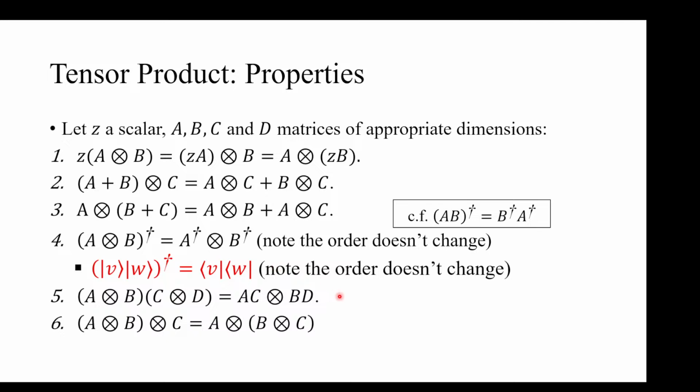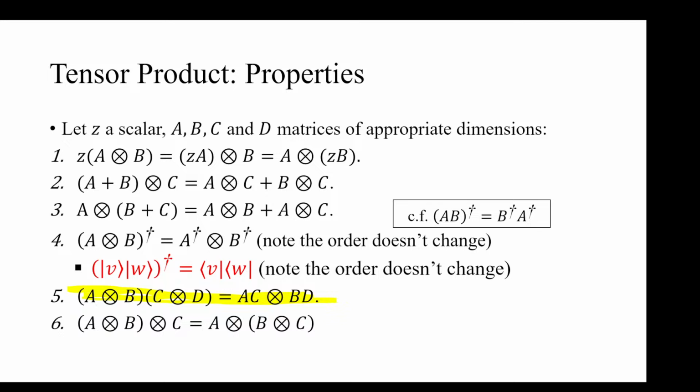Then I guess the most used rule of the tensor product is that if you multiply one tensor product by another, each slot multiplies with the corresponding slot. So (A tensor B) times (C tensor D) is A times C tensor B times D. Obviously, for this rule to hold, you need A times C and B times D to be defined, so the dimensions in the middle need to match.